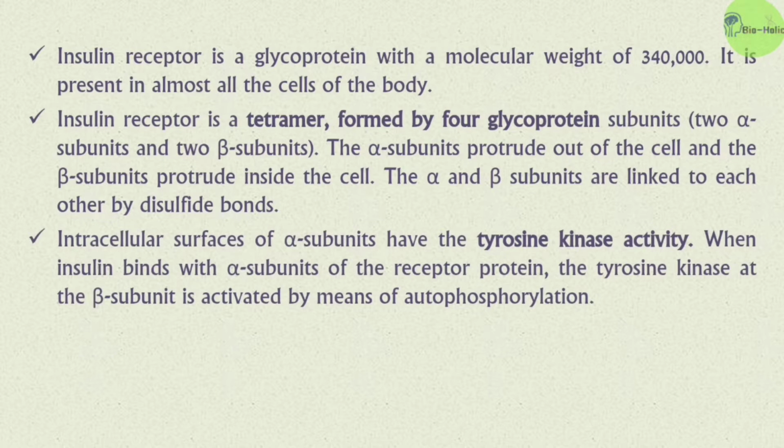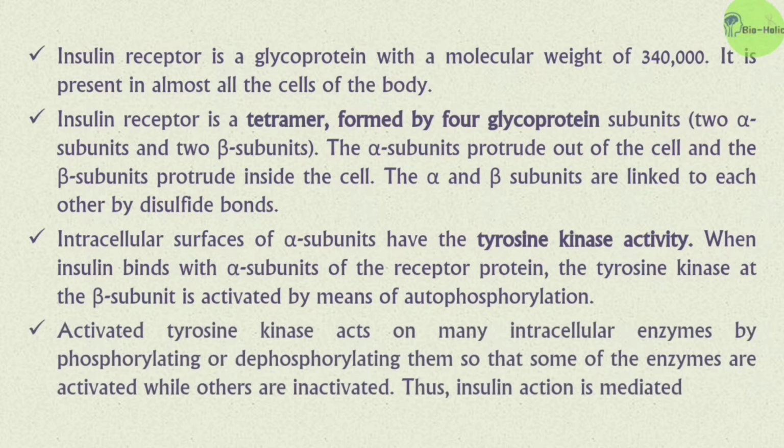Intracellular surfaces of beta subunits have the tyrosine kinase activity. When insulin binds with alpha subunits of the receptor protein, the tyrosine kinase at the beta subunit is activated by means of autophosphorylation. Activated tyrosine kinase acts on many intracellular enzymes by phosphorylating or dephosphorylating them, so that some of the enzymes are activated while others are inactivated. Thus, insulin action is mediated.